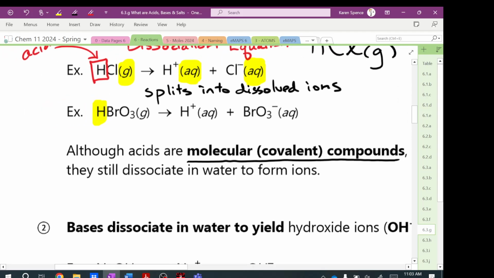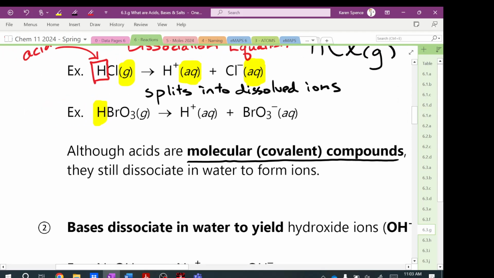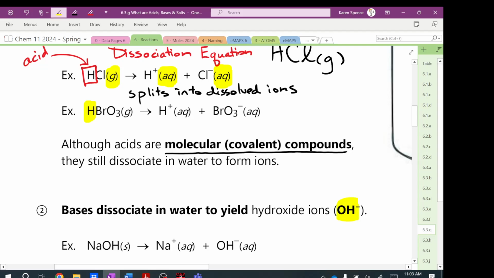How would you recognize a base? OH. Did anyone have any questions before we move on from that? We're good? Okay. So bases have OH, and they also dissociate. Tell your partner what the word dissociate means. They split apart in water, and you get OH ions.